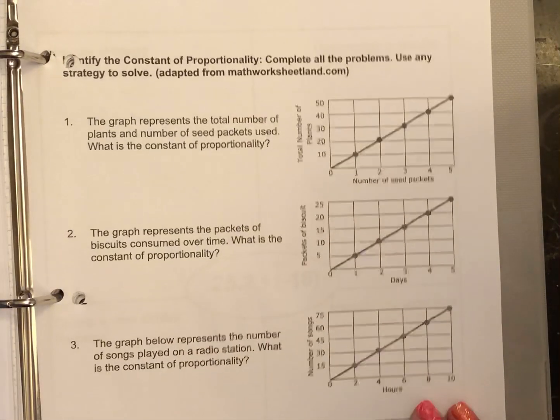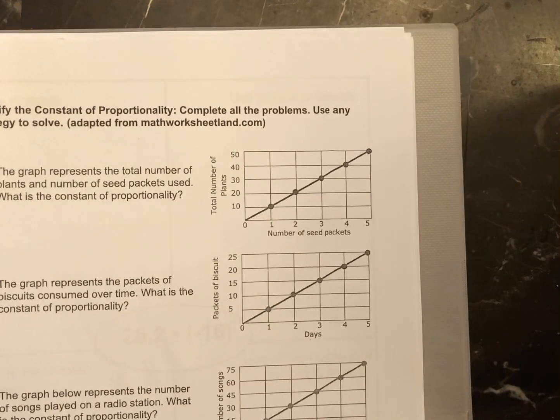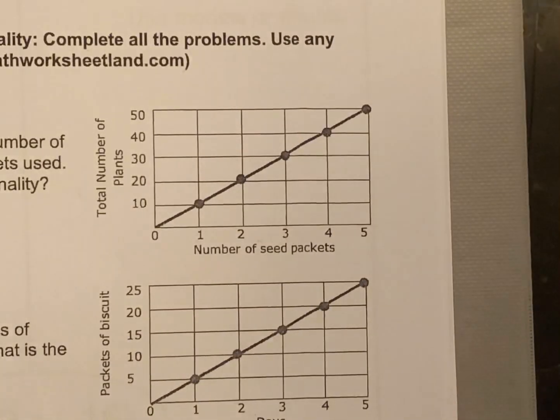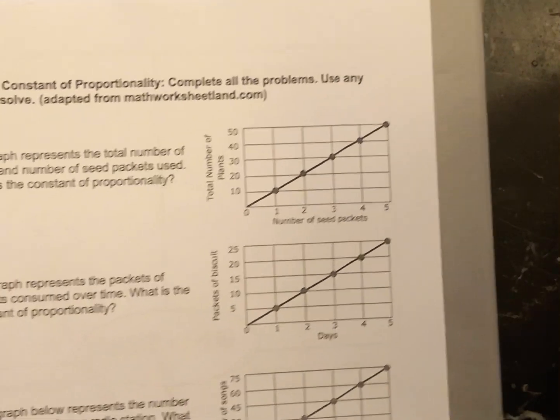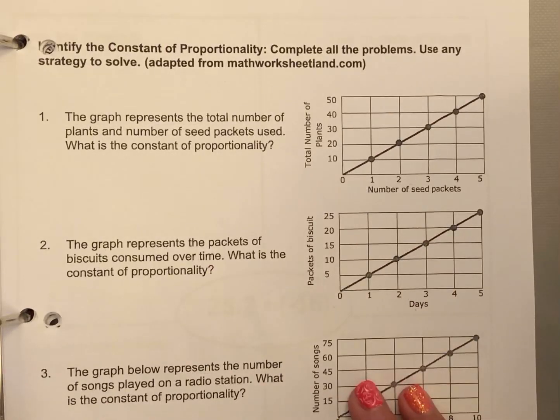So that's page 2. Page 3, they're giving you guys graphs. Here's your graphs. You guys are just looking at the graph and finding the proportional relationship, finding the constant. Identify the constant, and I'll show you guys some examples.